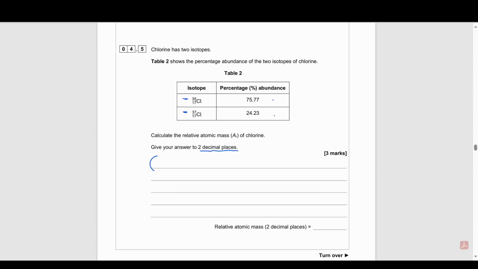So for finding the relative atomic mass, we need to take the mass number of our first isotope. I'm going to start with the one at the top in the table, which will be 35 chlorine. So our mass number is 35, and we're going to multiply that by the percentage abundance, which would be 75.77. We'll then add that to our next isotope. So we're going to do the same thing, but for the second isotope. So the mass number is 37. We're going to multiply that by the abundance, which is 24.23.